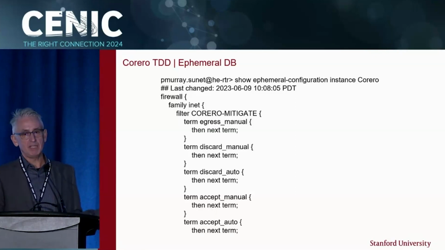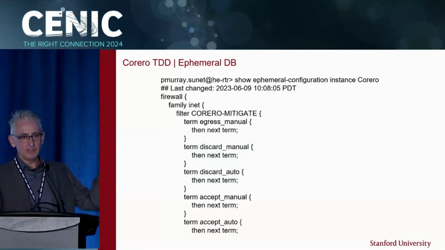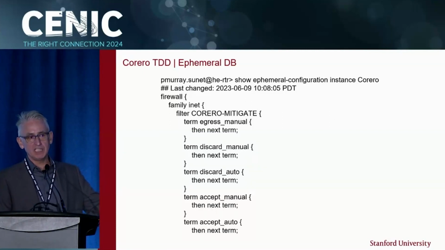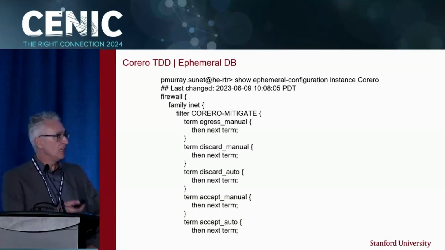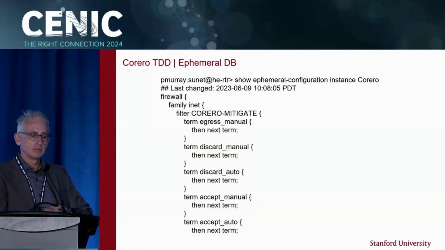And the ephemeral database is not part of the actual configuration. So if the router were to lose power, the ephemeral database goes away, and when it comes back up, you just have the config. So you don't have to write the config or save anything. And this is actually the example of the template that gets applied to every Juniper router, where Corero is going to insert a term wherever it needs to.